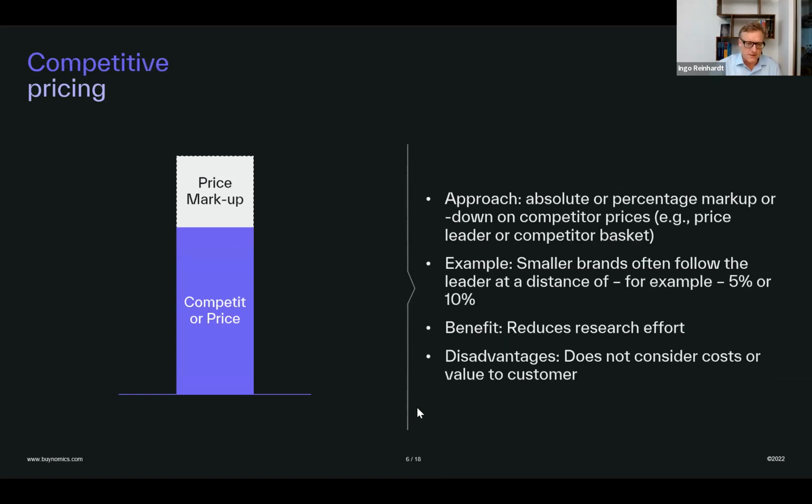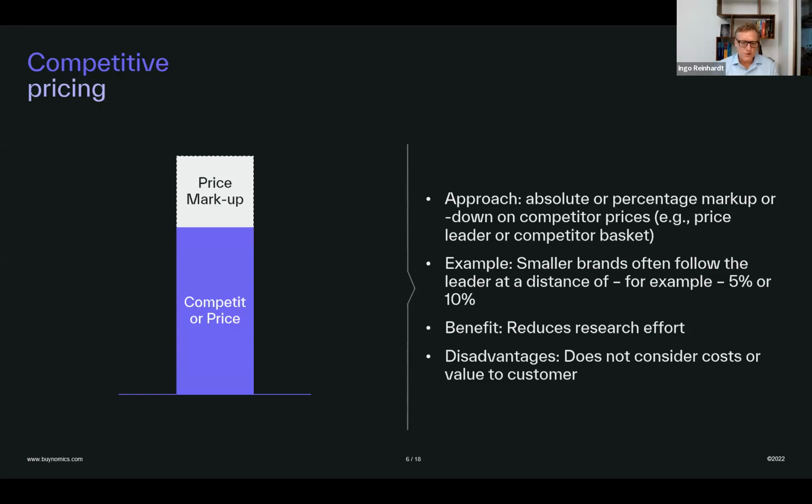The next one, competitor pricing, is very similar as a logic, but instead of the cost, you start with a competitor price and then have a markup. And here also, different from the cost plus method, a markdown based on a competitor price. And typically companies work with a sort of price leader when there's a clear leader in a category with a large market share.